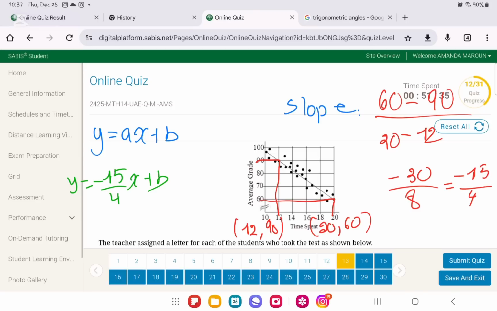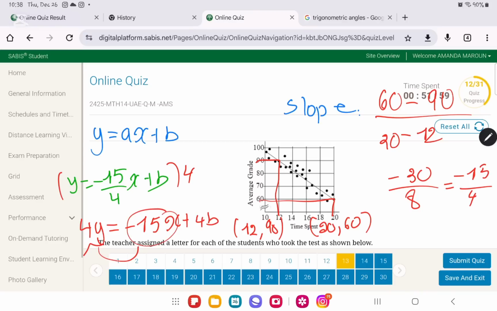They gave a number next to y, and they moved x to the other side. So very simply, in other terms, they simplified it by multiplying the full equation by 4. So multiplying it all by 4, you are going to get 4y is equal to minus 15x plus 4b. We're going to move minus 15x to the other side, and we are going to get 15x plus 4y is equal to 4b.